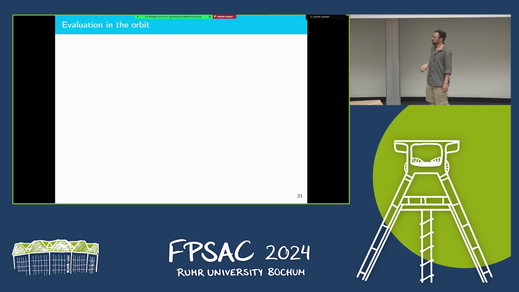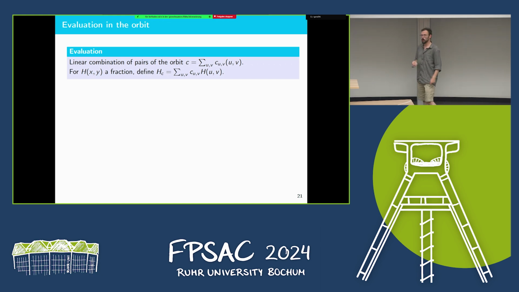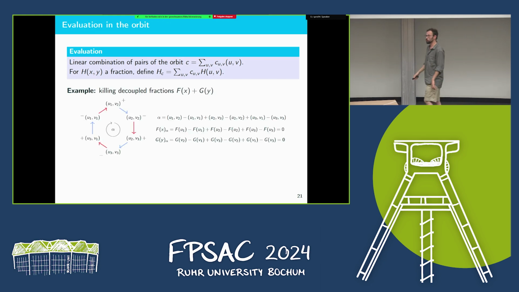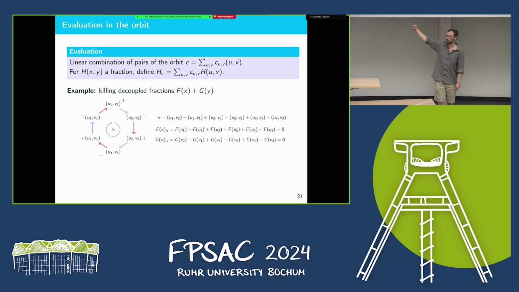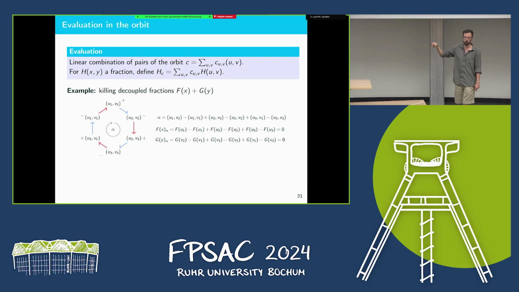Now I will talk about the decoupling side. As the labels of the vertices are pairs of variables, it is natural to evaluate bivariate fractions on them. And it is also natural to extend this evaluation by linearity. So I will show you an example here. If I want to find a nice linear combination which cancels pairs in the form f of x plus g of y, then I can simply find a bicolor cycle and put plus and minus along it.